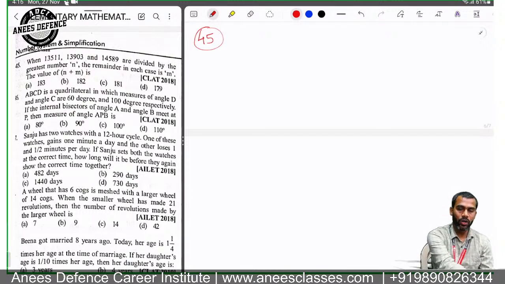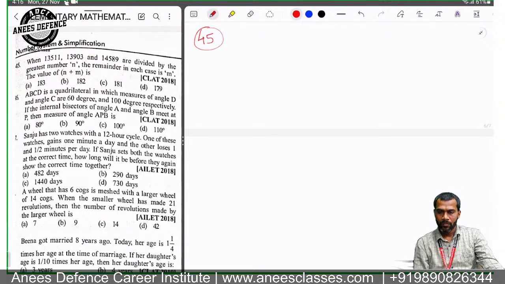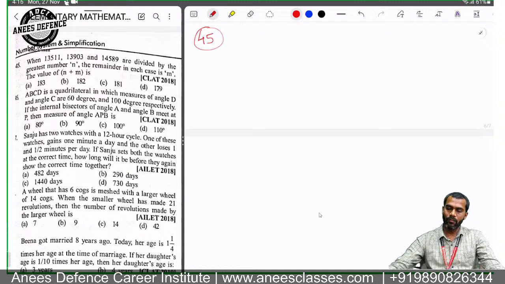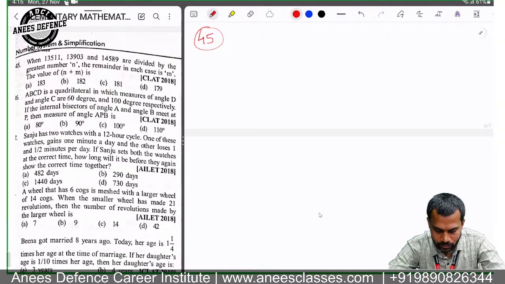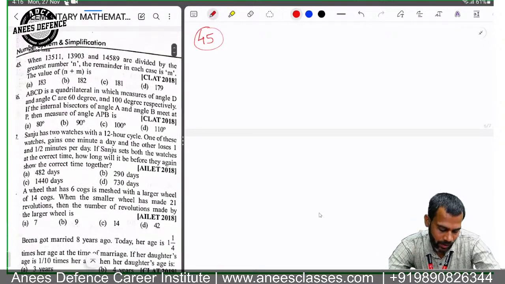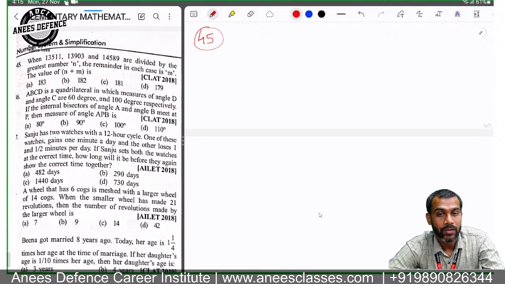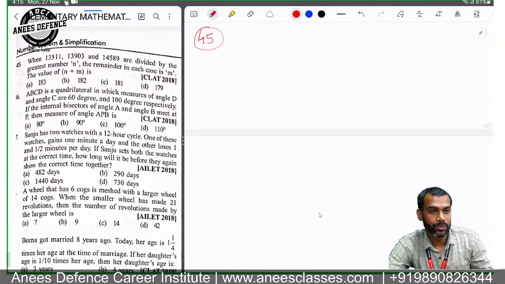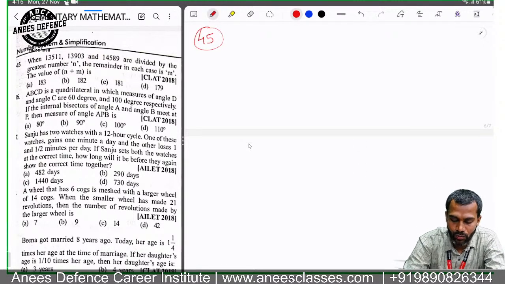Yes, online students, have you got it? Okay, see, since they have asked the value of n plus m, we cannot use the options. Yes or no? So what we need to do? We need to go traditionally.